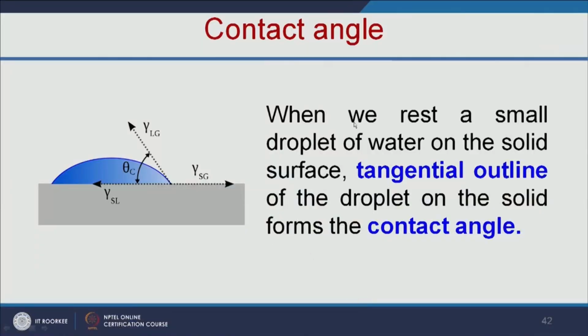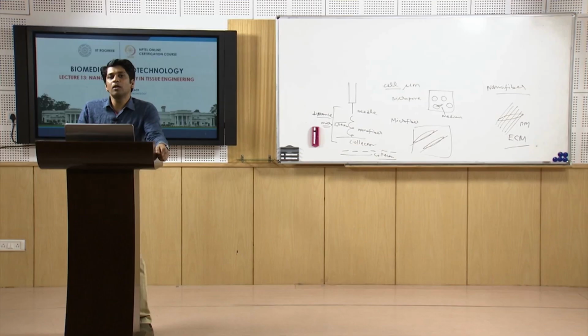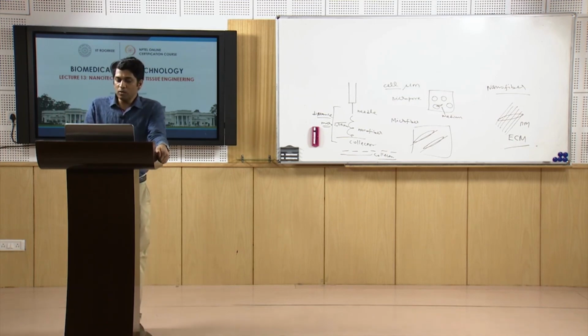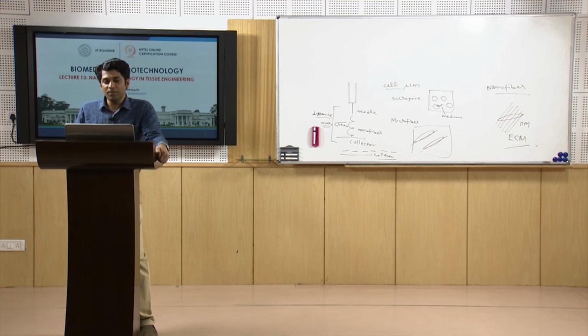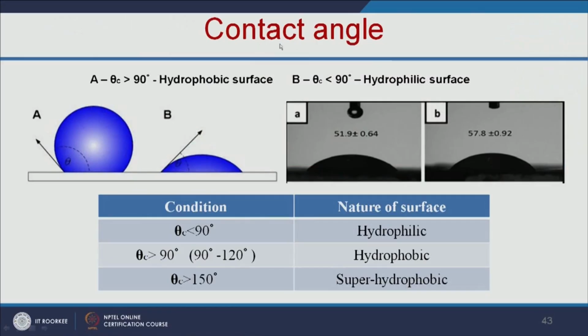Here we rest a small drop of water on a solid surface, and a tangential outline of the droplet on the solid forms the contact angle. So here you will be adding a drop of water on the nanofiber scaffold, and using a contact angle measurement setup, we can measure the contact angle. If your water droplet is giving a contact angle of less than 90 degrees, your material is hydrophilic.